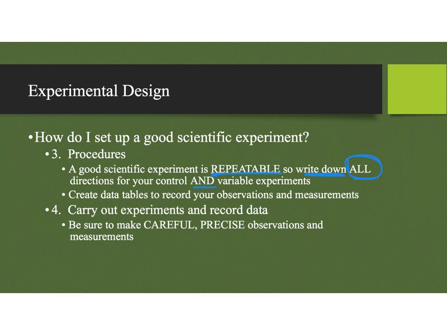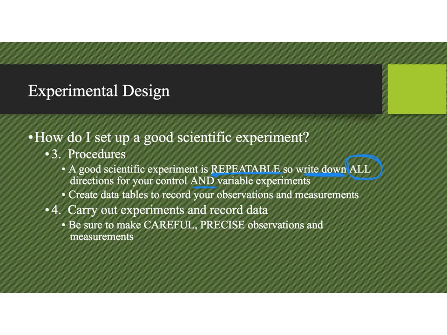Don't write add water to the can. You have to write down how much. Add 100 milliliters of water to the can. Don't just say put the Cheeto under the can. Put the Cheeto 2 inches from the can. You've got to be detailed.